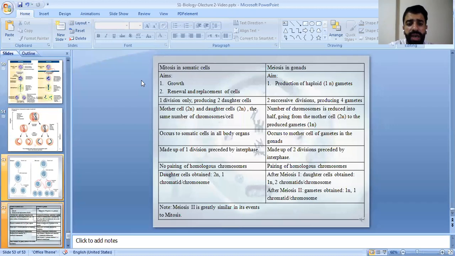In mitosis, daughter cells obtain 2N, one chromatid per chromosome, while in meiosis, 1N, one chromatid per chromosome after the finishing of meiosis 2. You have to know that meiosis 2 is greatly similar in its events to that of mitosis. Okay?